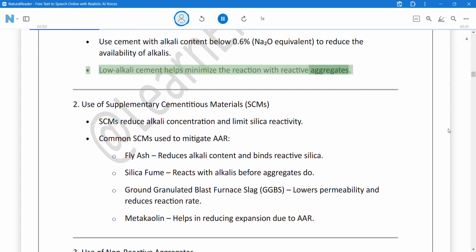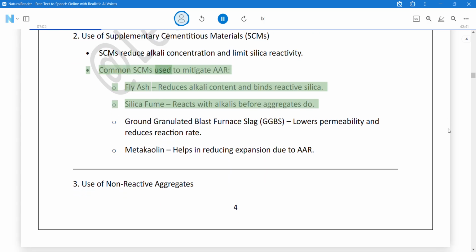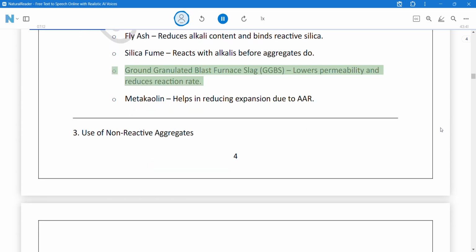2. Use of supplementary cementitious materials. SCMs reduce alkali concentration and limit silica reactivity. Common SCMs used to mitigate AAR: Fly ash reduces alkali content and binds reactive silica. Silica fume reacts with alkalis before aggregates do. Ground granulated blast furnace slag lowers permeability and reduces reaction rate.